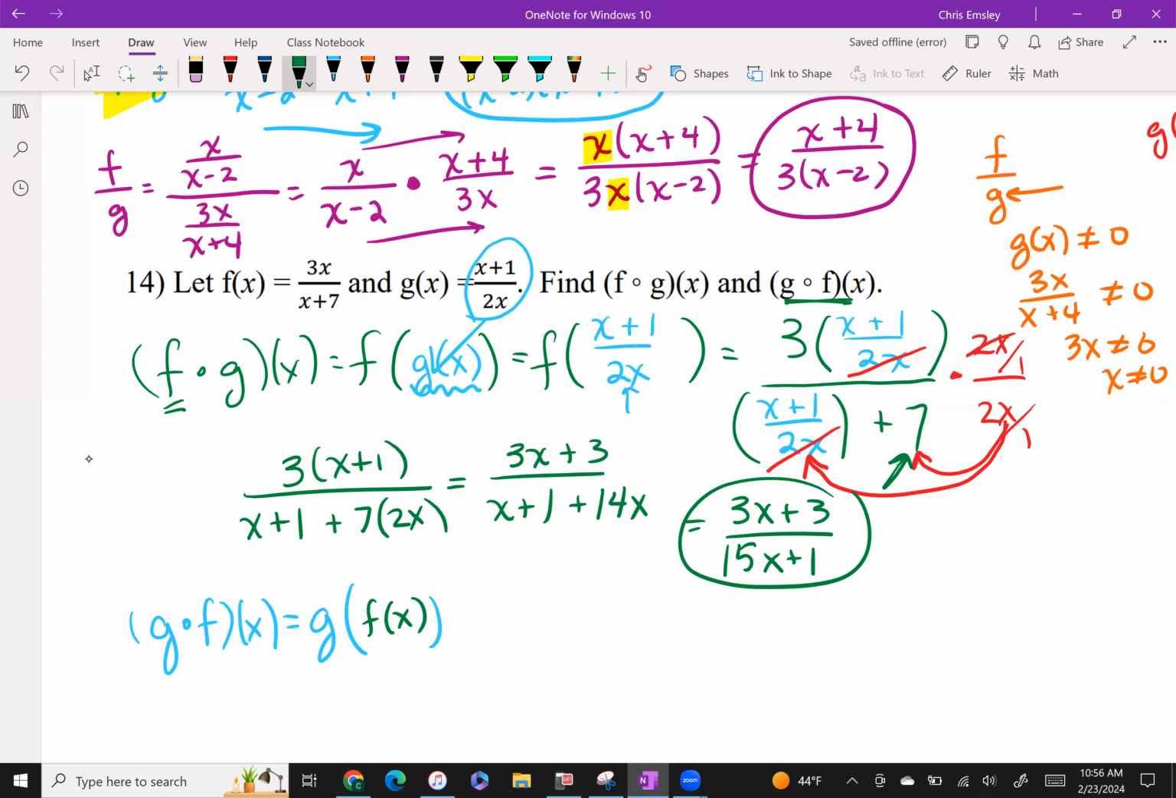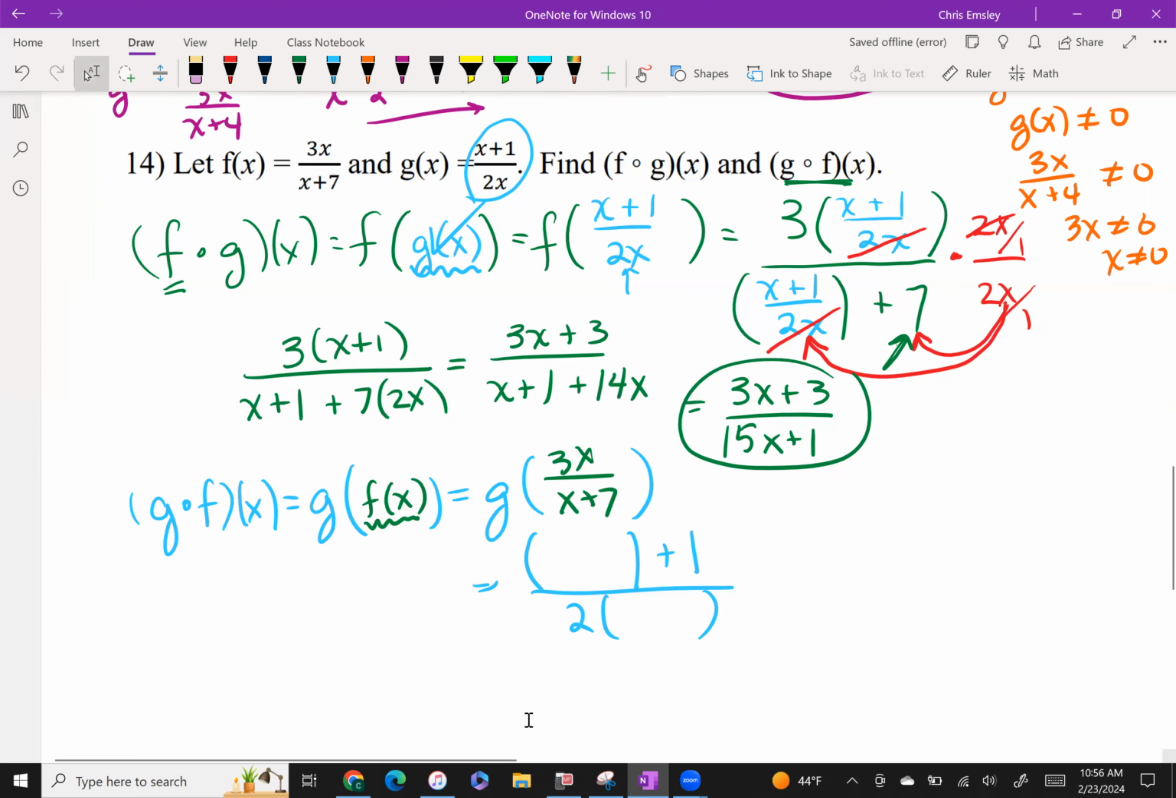Okay, start off by replacing this label, f of x, with the function itself. For our problem, f of x is 3x over x plus 7. And then we're ready to look at the definition of g of x. G of x is something plus 1 over 2 times that same something. And what we plug in there, what goes in that place of the variables, whatever we had in the parentheses, it's f of x this time.